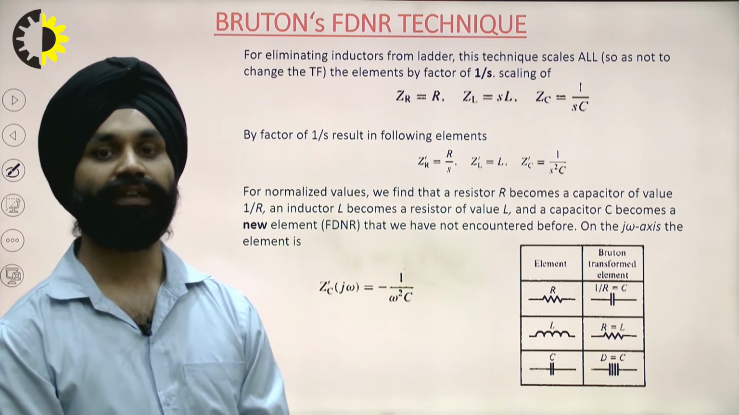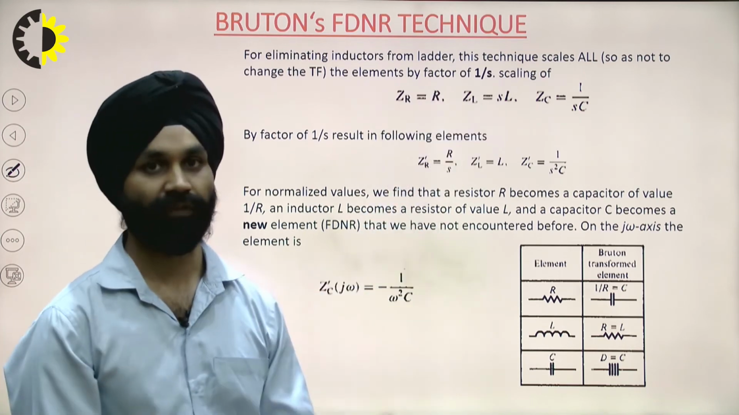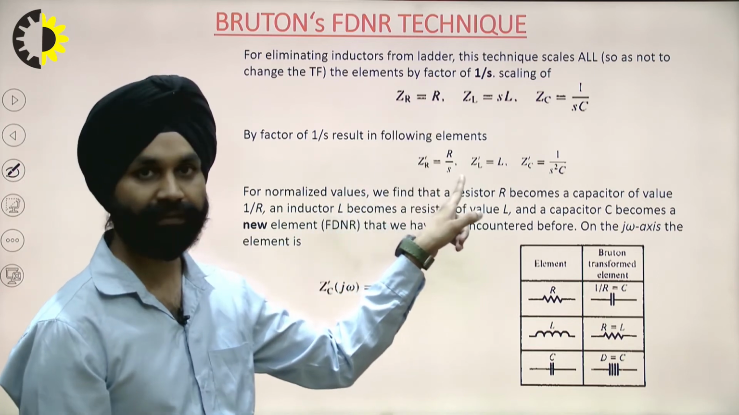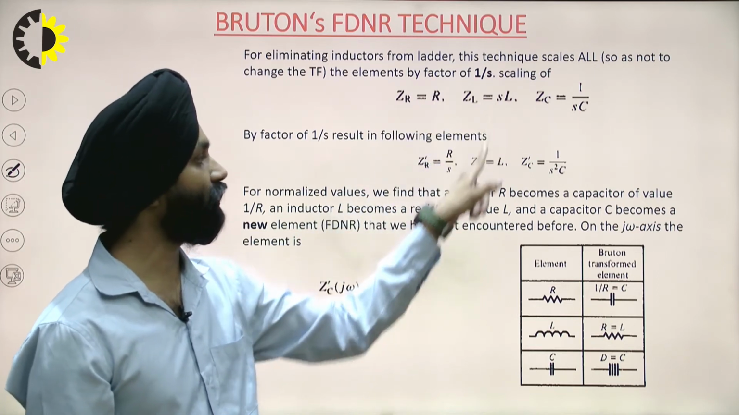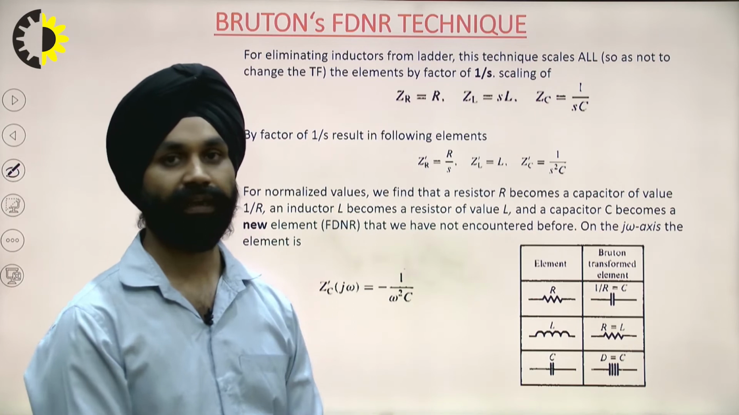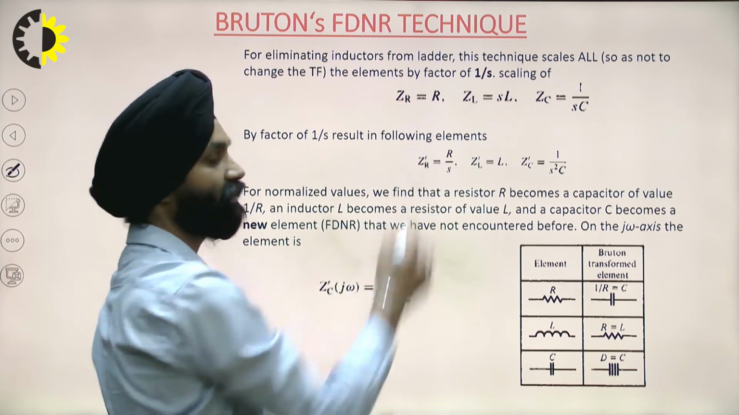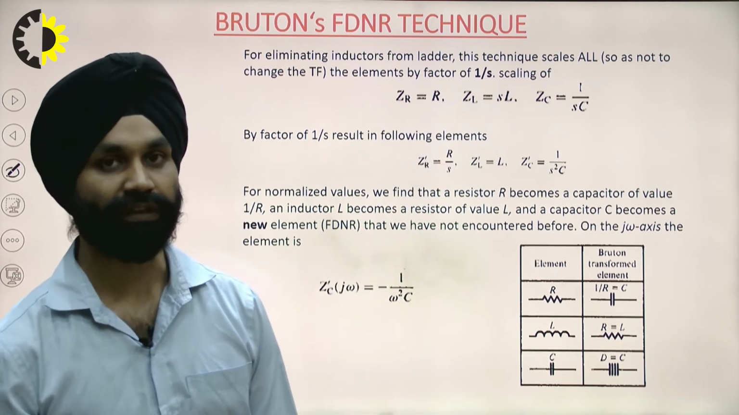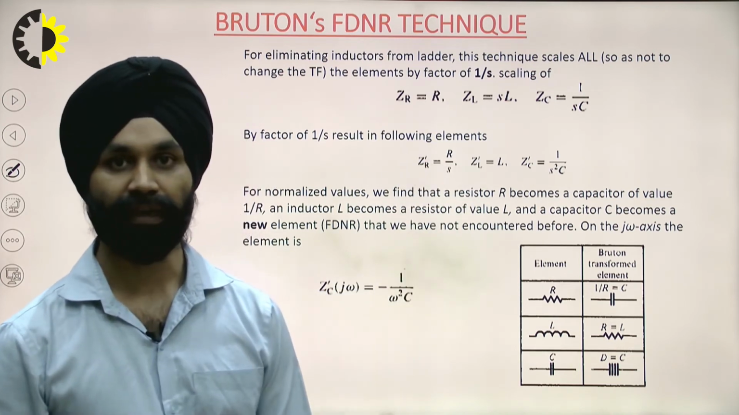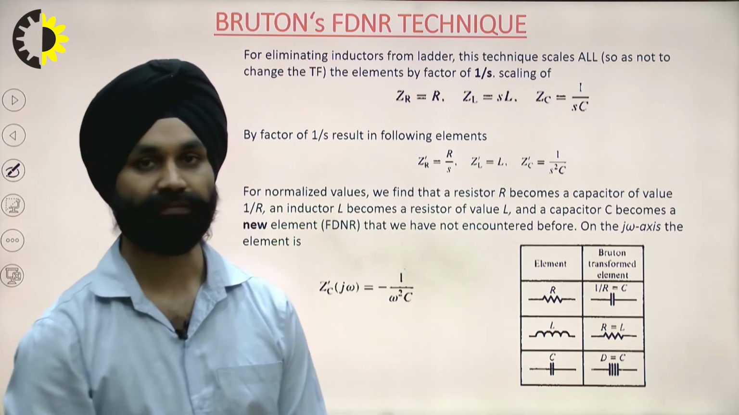Now, if we normalize all these components by S, if we divide by S, then R will be 1 by R by S, S will be cancelled out, so it will be L only, and C will be 1 by S square C. Now see, this resistor which was equal to R, this resistive circuit will be acting as some capacitive circuit, 1 by R, 1 by S. That means this is behaving as a capacitor.